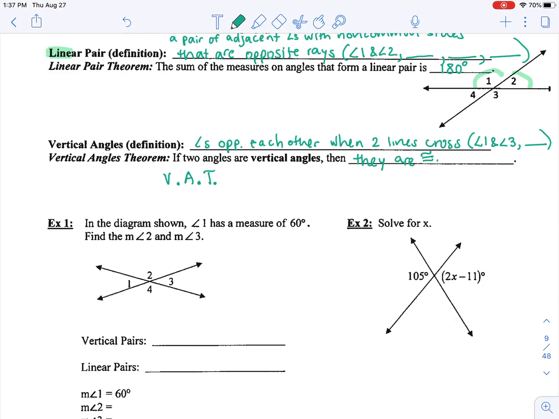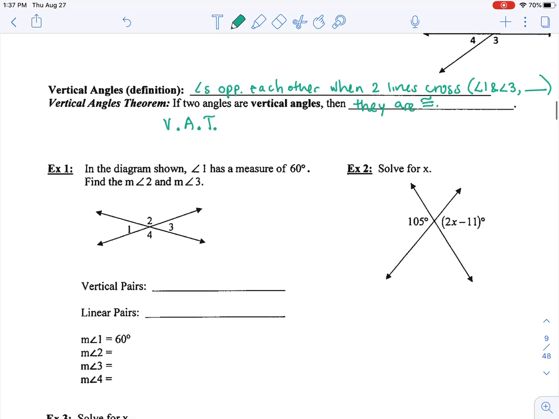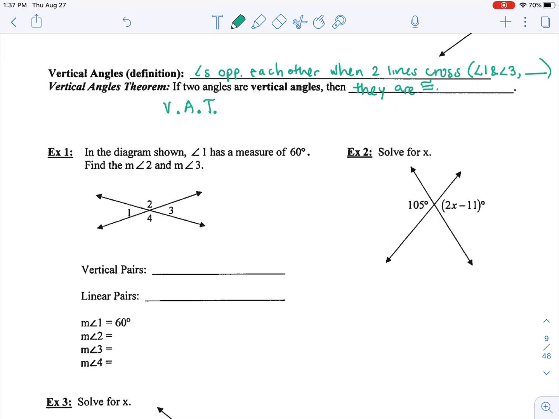Okay, so in the diagram shown, angle 1 has a measure of 60 degrees. Find angle 2, 3, and 4, as well as list the vertical pairs. So we'll start with listing the vertical pairs, and I'm going to have you fill out example 1. The vertical pairs should be the ones opposite each other, so angle 1 and angle 3, angle 2 and angle 4. The linear pairs would be the angles adjacent to each other with the non-common side being opposite rays.